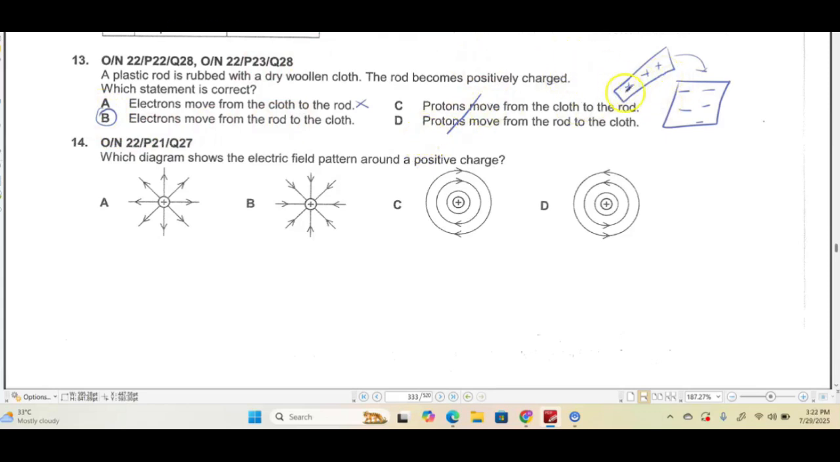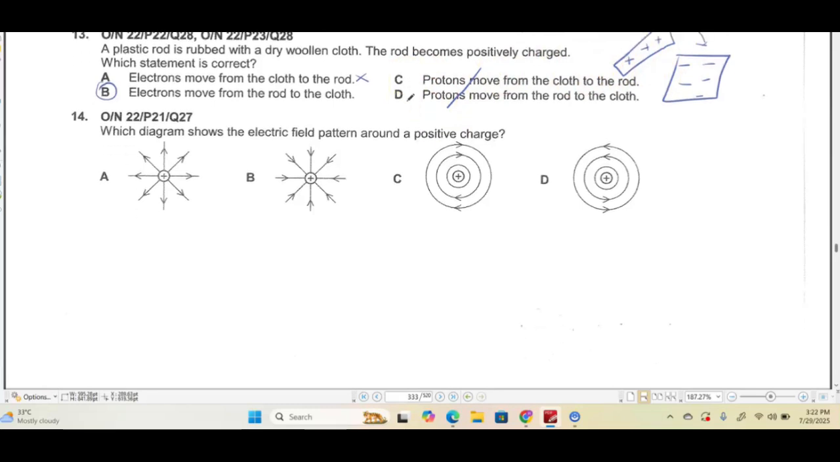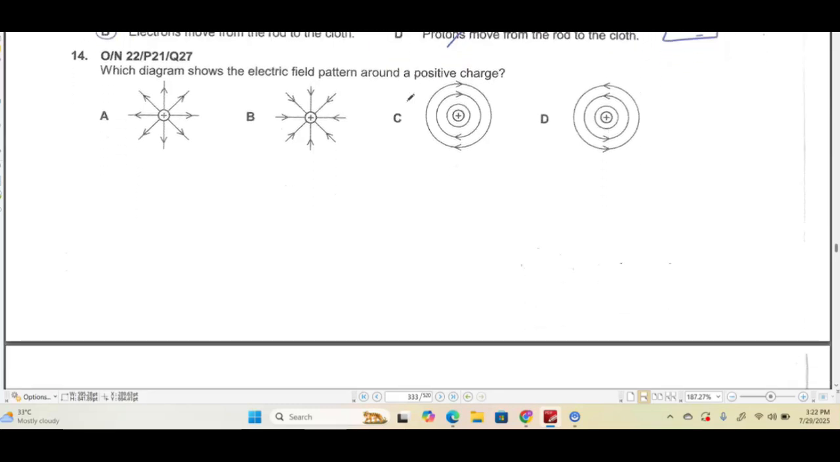Protons don't move when charge is induced. Okay? It's the movement of electrons. Question number 14. Which diagram shows the electric field pattern around a positive charge? So around a positive charge, it is always going to be in the outwards direction. Okay?